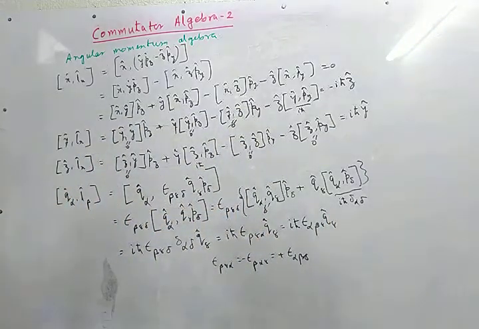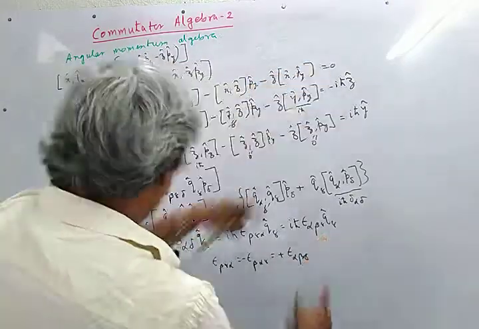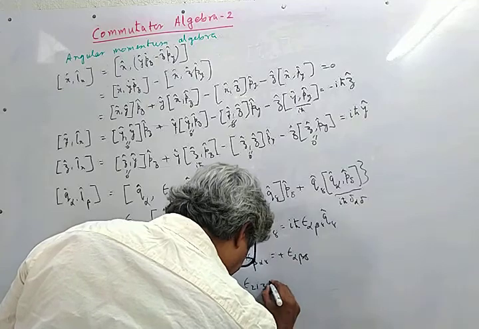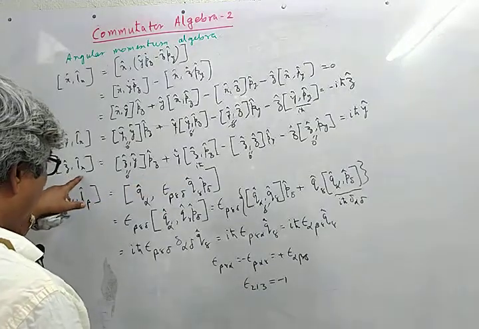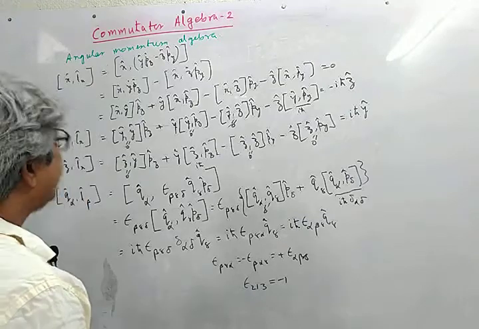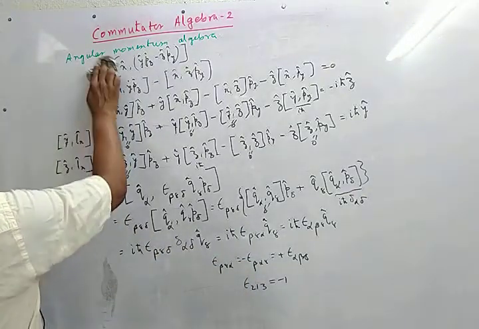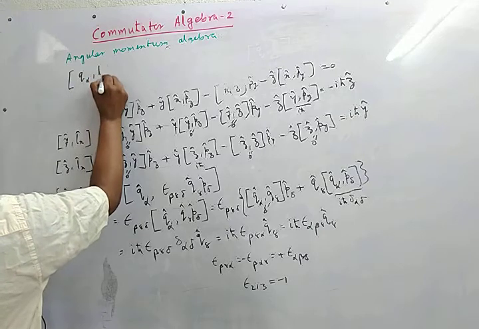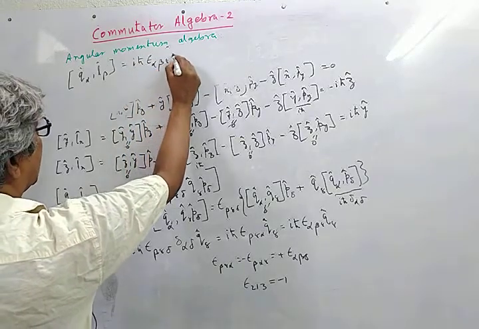You see whether this matches with the relation. This is 1 1, so epsilon 1 1, repeated index, is 0, so the result is 0. If we want 2 1, epsilon 2 1 3 is minus 1, and in this case 3 1 2 is positive, so the result is this. We write all these relations in a compact way. So the first relation involving angular momentum algebra is [q_alpha, L_beta] equals iħ epsilon alpha beta gamma q_gamma.